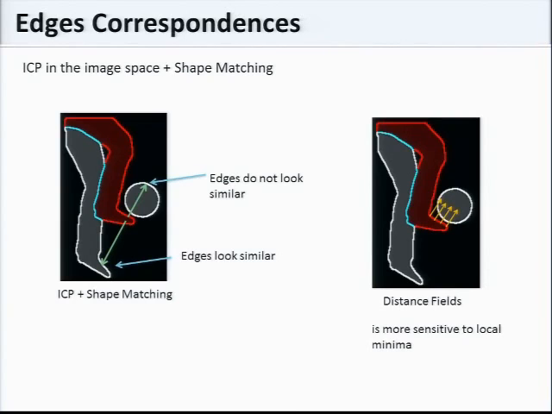And obviously, this is the comparison with the distance field. Why didn't we use distance fields? The thing is that distance fields will generate even more local minima.